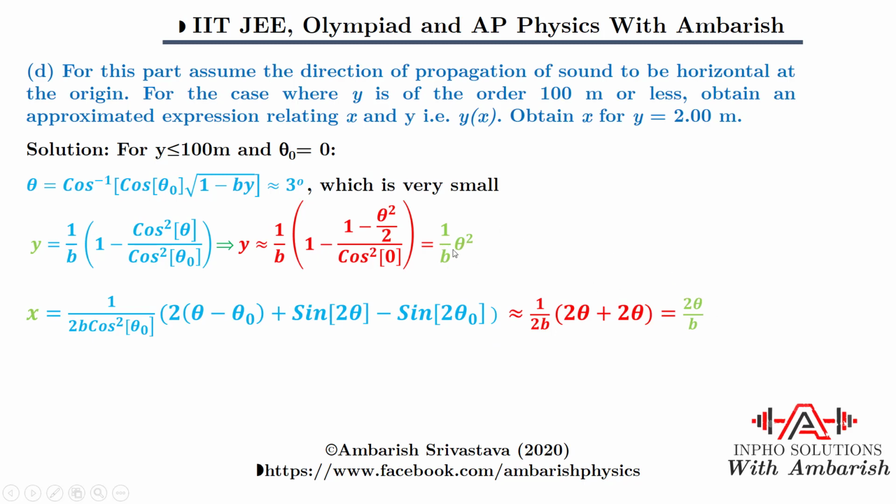So now what do you do? Just eliminate theta from these two and you get the relation between x and y. So what do you get? x square is 4y by b. Now this is the relation between x and y, and you are supposed to evaluate x for y equal to 2. So just plug in y equal to 2, plug in the value of b that is given in the original question, and just solve for x, and what do you get? You get x at y equal to 2 as 590 meter.